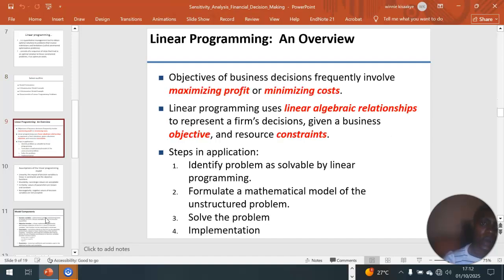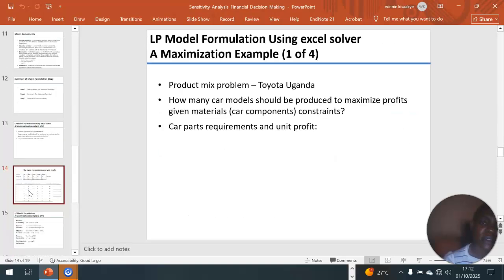So with solver, you start by identifying the problem at hand, and in most cases that problem is solvable by linear programming. Everything has to be linearly aligned to each other so that we can find the optimal solution. You are going to see how that works. What we mean by aligned linearly to each other, let's look at this.